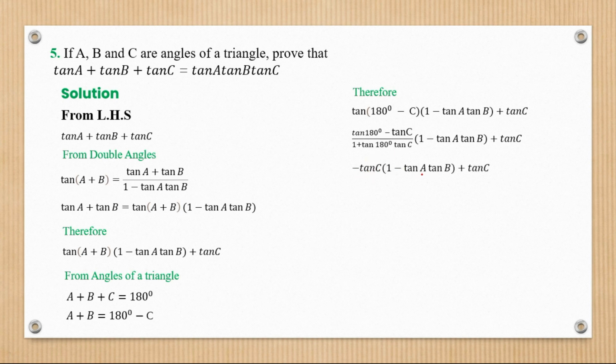So now when we open brackets here, we can see that we end up with that. So it becomes negative tanC plus tanA tanB tanC plus tanC. So now this and this will cancel, and then we'll end up with that. And hence we've proved our equation.